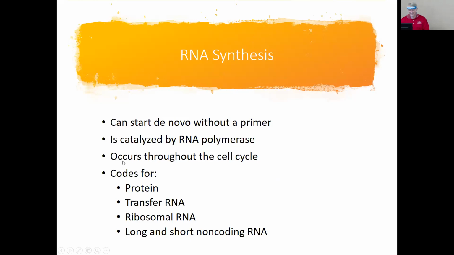So RNA synthesis, okay. Yeah, it can start de novo without the primer, because we know we had to have the primer of RNA to get that DNA replication started. So RNA can just start up and do its thing. It can be replicated or synthesized. It's catalyzed by RNA polymerase, which makes sense. We had DNA polymerase as being the reason DNA could do this. And it occurs throughout the life of the cell cycle.